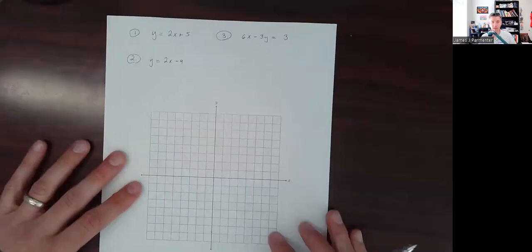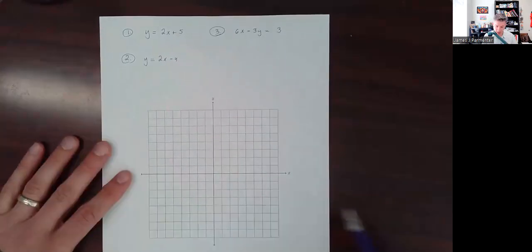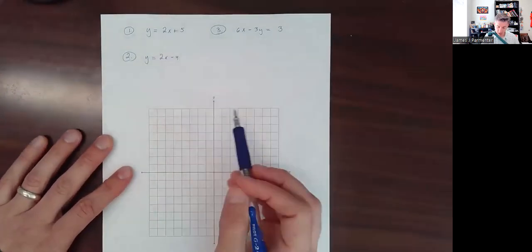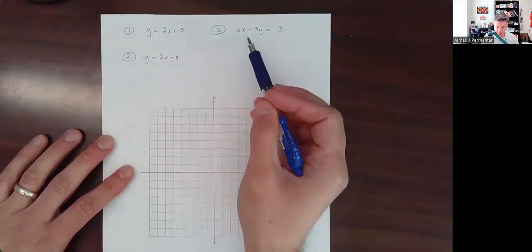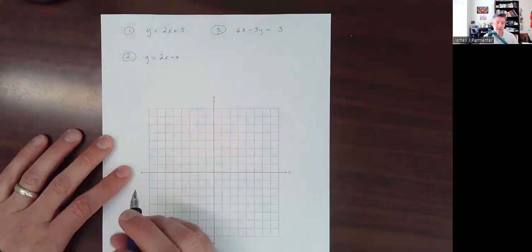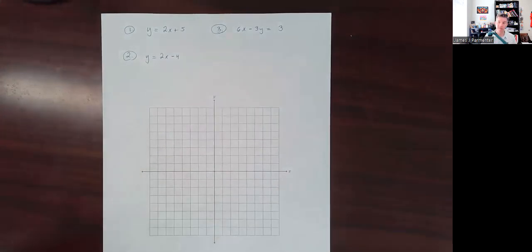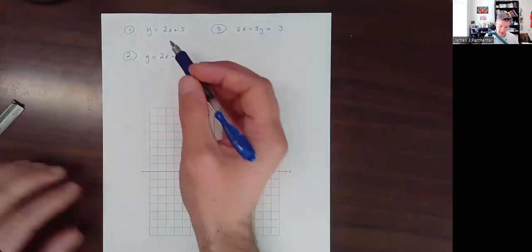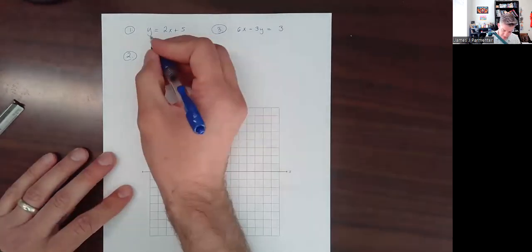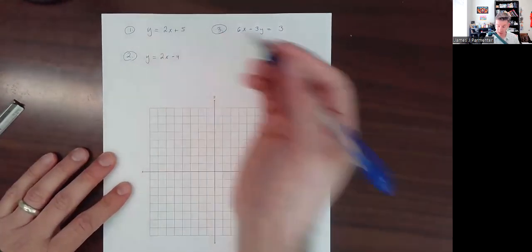And here's some examples. So here are three equations of lines: y equal to 2x plus 5, y equal to 2x minus 4, and 6x minus 3y equal to 3, that all end up being parallel. Let's actually graph them first just to see that before we identify what makes them parallel. So I'm going to do the tried and true method of just finding the x and y intercepts. I'm just going to write them down. I'm not going to actually work it out.